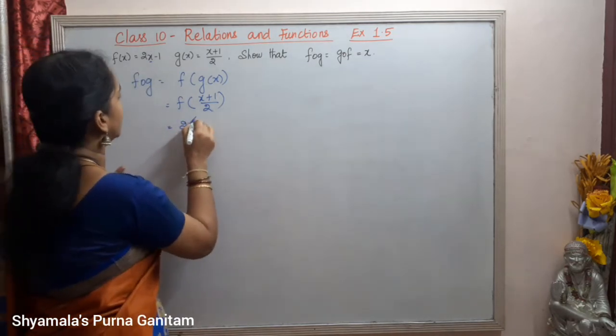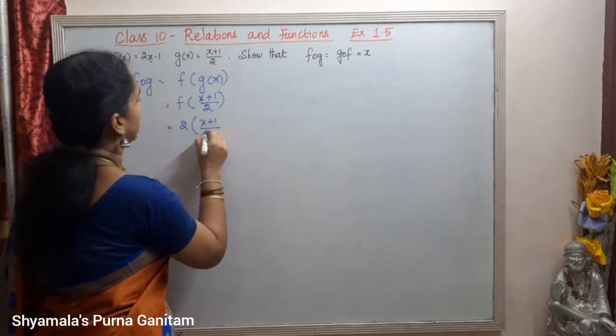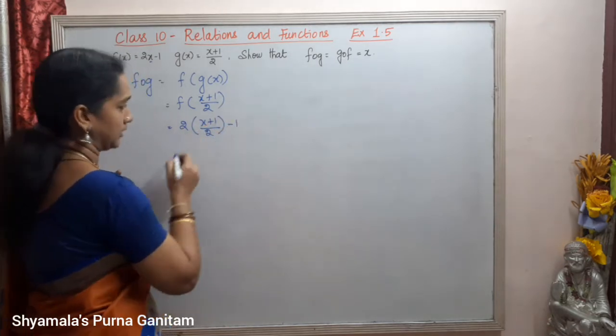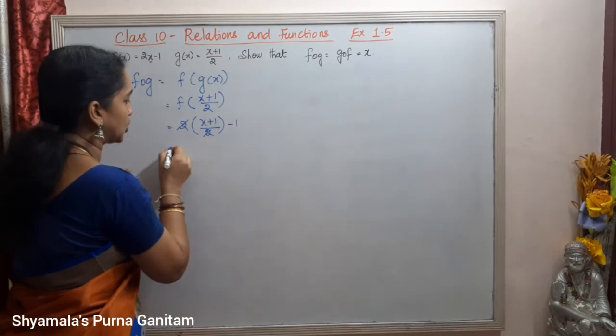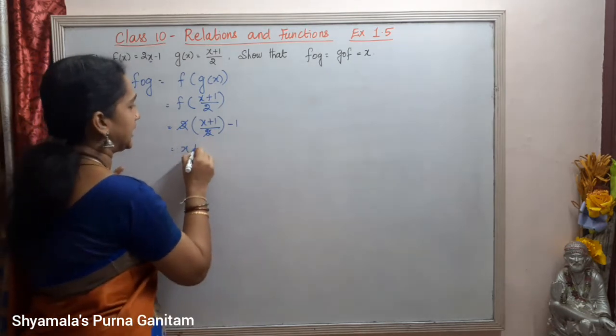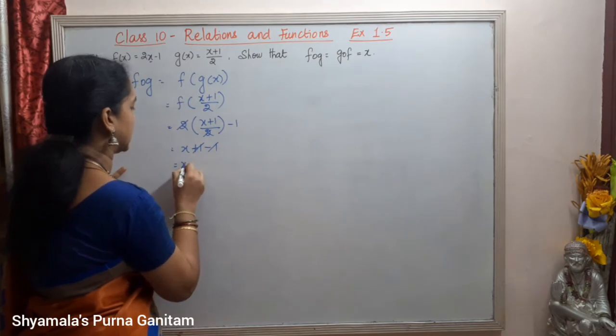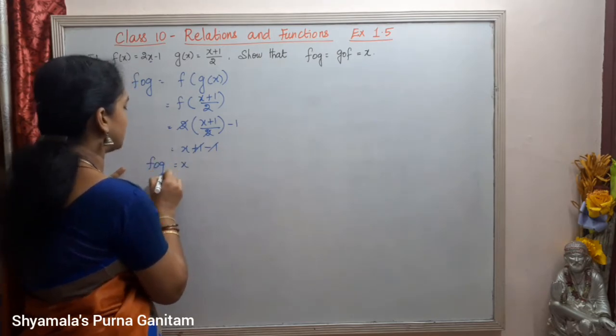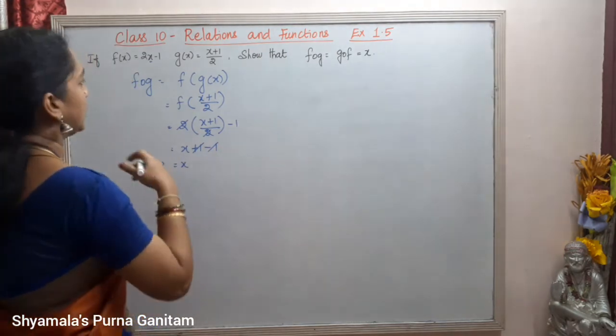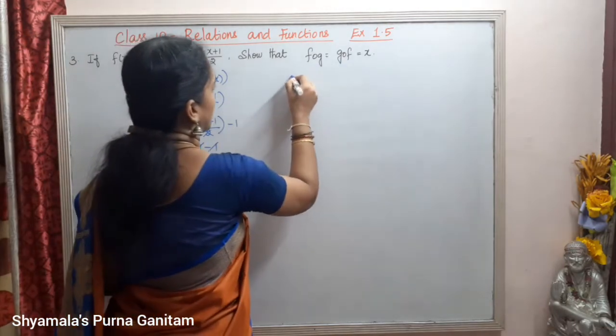So 2 into x plus 1 by 2 minus 1. When we simplify this, the 2 will get cancelled. We get x plus 1 minus 1. So plus and minus will get cancelled. So we are getting f of g as x. Okay, the same way g of f also we will do.